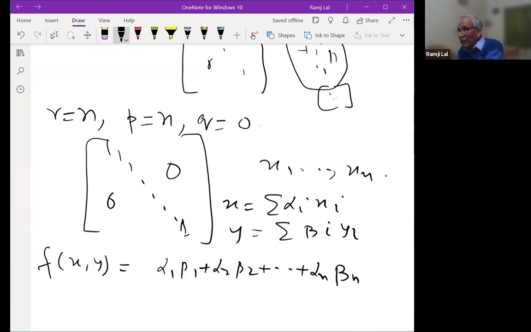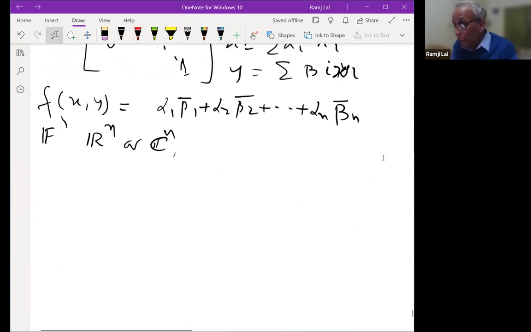X is sigma alpha i xi. So f(xi, y) is beta i xi here. If you identify with the usual F to the power n, which is R to the power n or C to the power n, then in the sesquilinear, Hermitian case, this will be alpha bar, beta 1 beta bar. So you see that this f(x,y) is the inner product, like the Euclidean inner product.